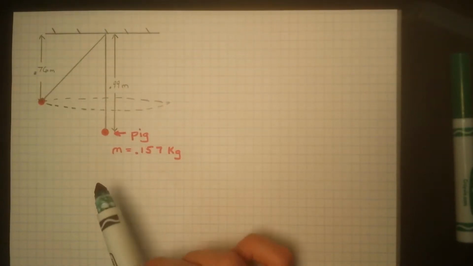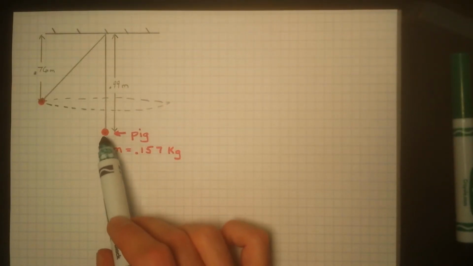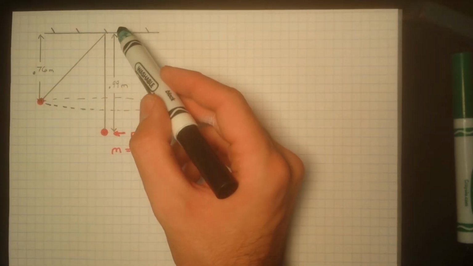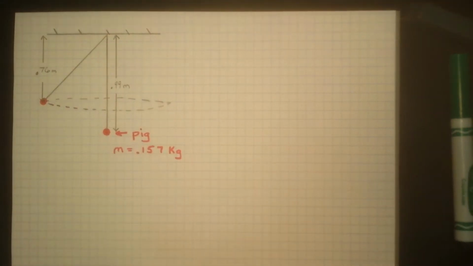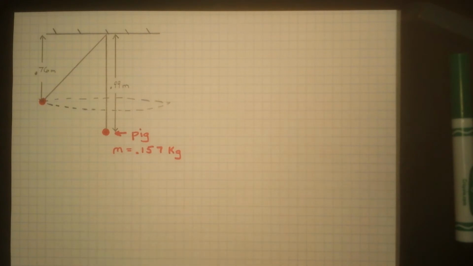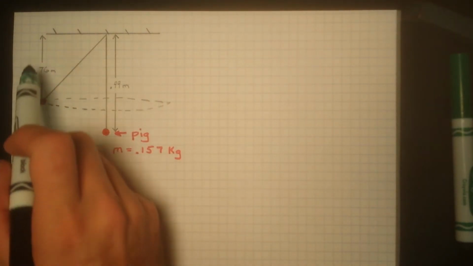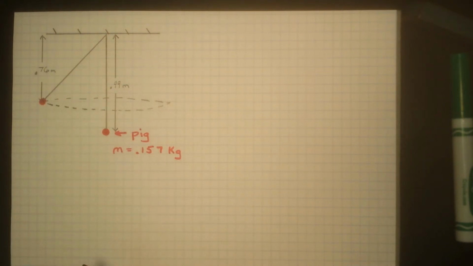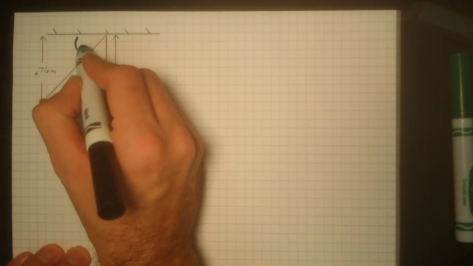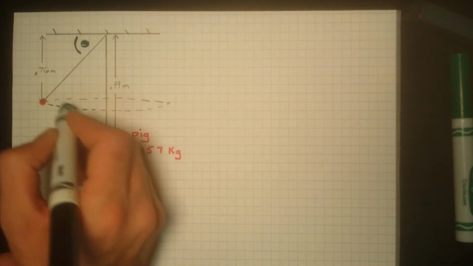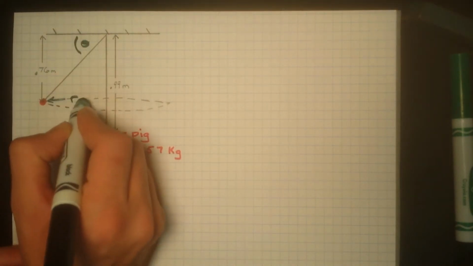In this problem, we took a toy flying pig and hung it from the ceiling. When we hung it from the ceiling, it extended down 0.99 meters. We then gave it an initial velocity and it went in a circle. And when measured from the ceiling, it hung down 0.76 meters. From this information, we should be able to figure out what theta is and what the radius of the circle is.